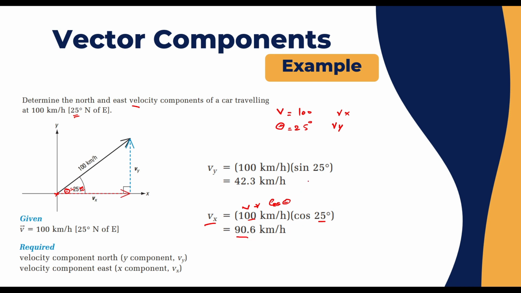Remember always to keep units consistent. Vy would be V sine theta. And that would be 100 kilometers per hour multiplied by sine 25. That would give you 42.3 kilometers per hour.